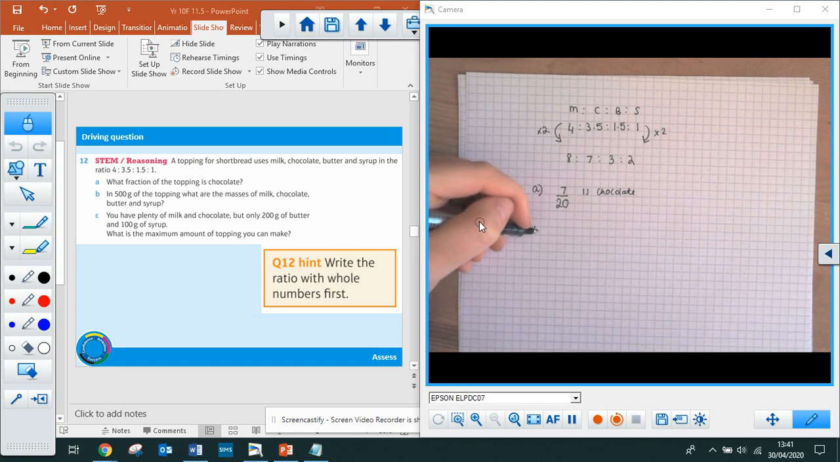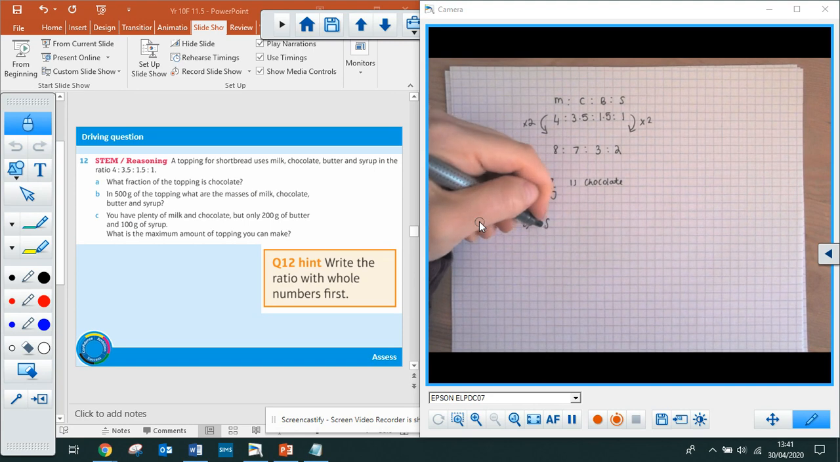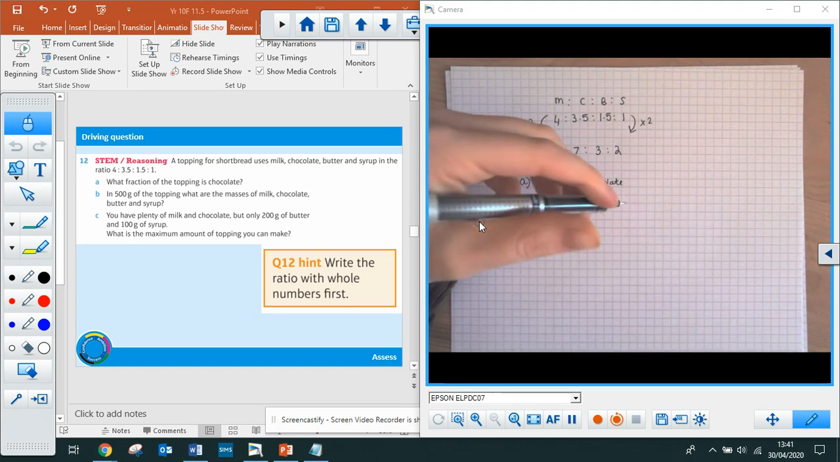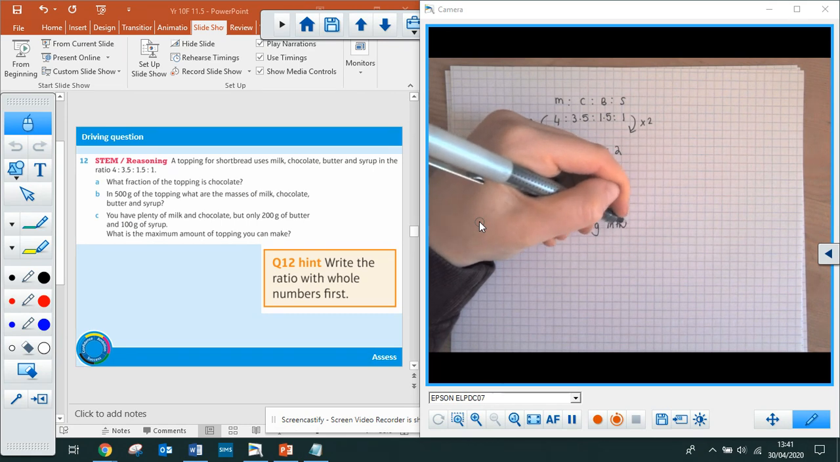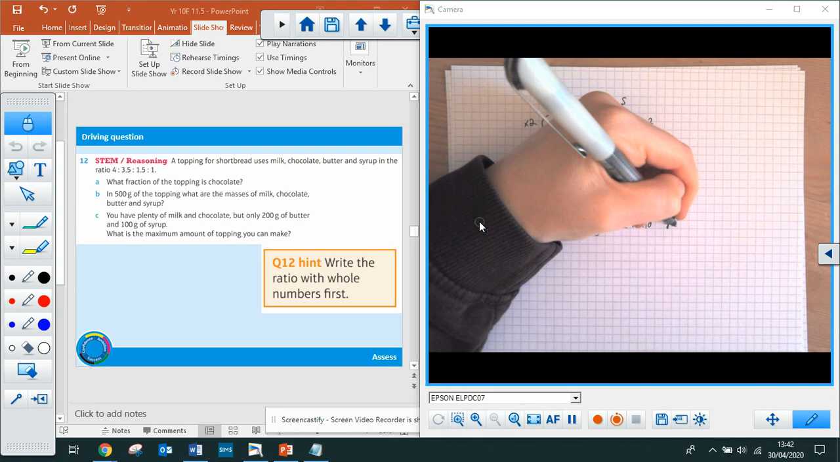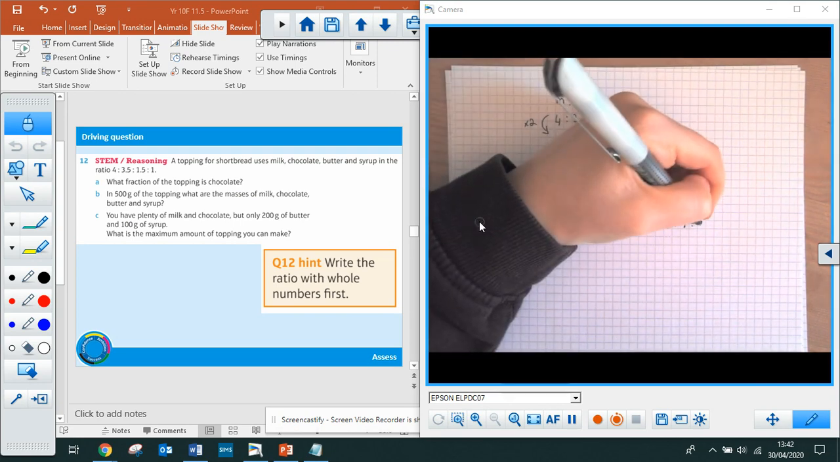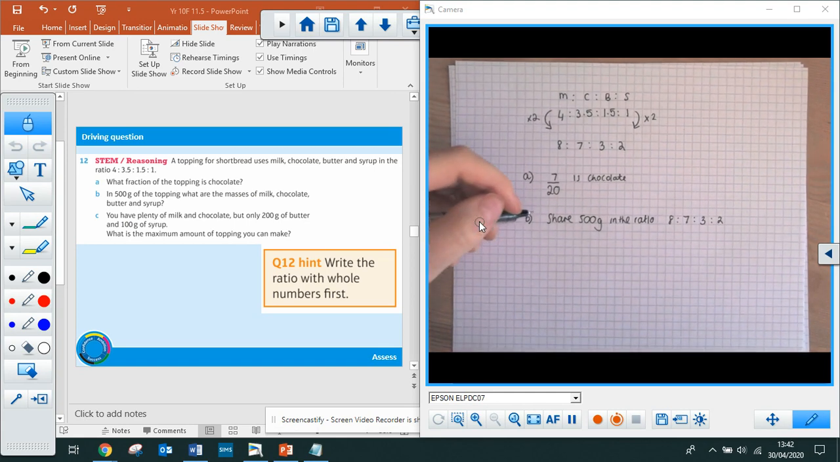Part B says, in 500 grams of topping, what are the masses of milk, chocolate, butter and syrup? So what that's asking you to do is share 500 grams in the ratio 8:7:3:2. Okay, so we know how to do this.